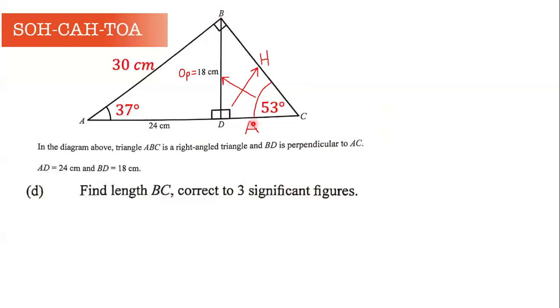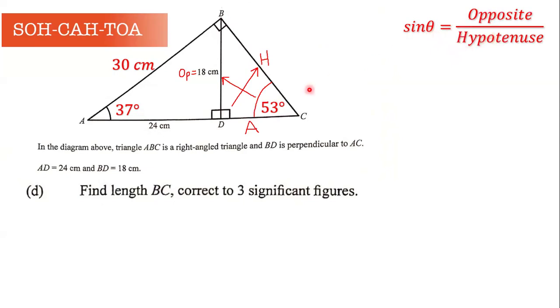And so notice here that we have the opposite, and we need to find the hypotenuse. And so the most appropriate trig ratio to use is sine, because it involves the opposite and the hypotenuse. Because we have the opposite, but we're trying to find the hypotenuse, it's best that we use sine of theta. And so we have sine of theta is going to be equal to opposite over the hypotenuse.